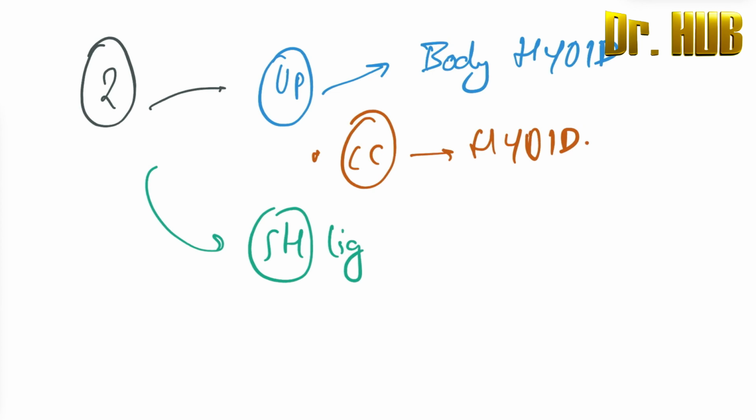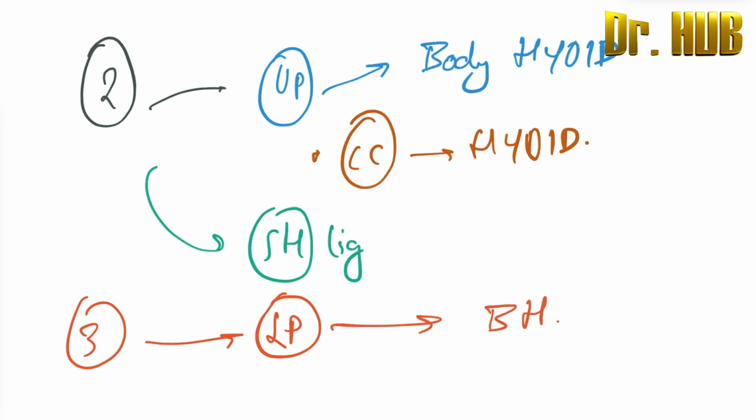Now let's move on to the third arch. The second arch was the upper part of the body of hyoid. The third will be the lower part of the body of hyoid. So it will include the lower part of the body of the hyoid and also the greater cornu. So the second was the upper part of the hyoid and the lesser cornu of the hyoid. Here it is the lower part of the hyoid and the greater cornu.